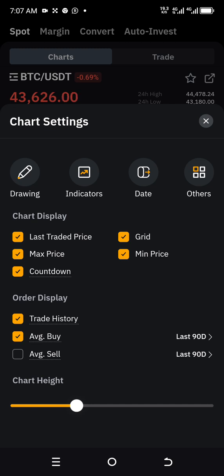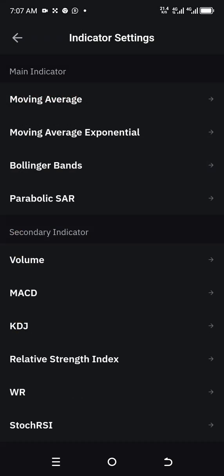Click on indicator. These are indicators. If you click on indicators, there are a lot of indicators. So there's moving average indicator, there's moving average exponential, there's Bollinger Bands, there's parabolic, there are also secondary indicators, which are volume, MACD, and the others. So what I want us to take a look at is the moving average exponentials, MAE.